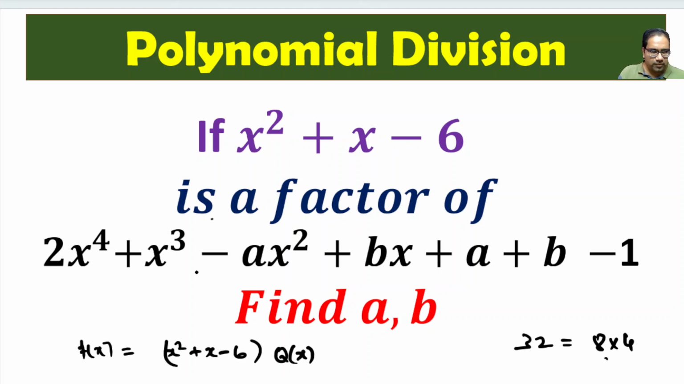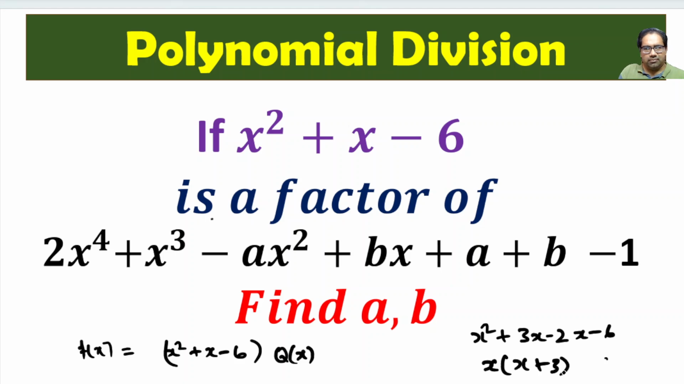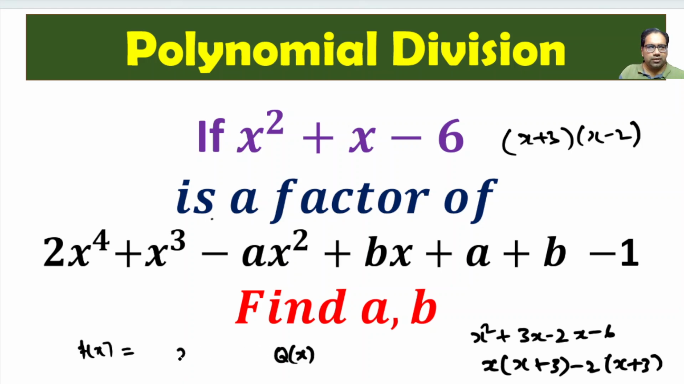Now, if you look closely at this polynomial, x squared plus x minus 6, we can split this. x squared plus x, we can write as 3x minus 2x minus 6. Then this becomes x into x plus 3 minus 2 into x plus 3, which is x plus 3 into x minus 2. Basically, f of x is x plus 3 into x minus 2 into some other polynomial, let's say q of x.